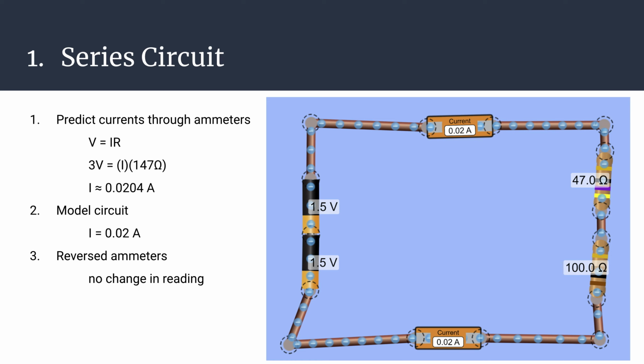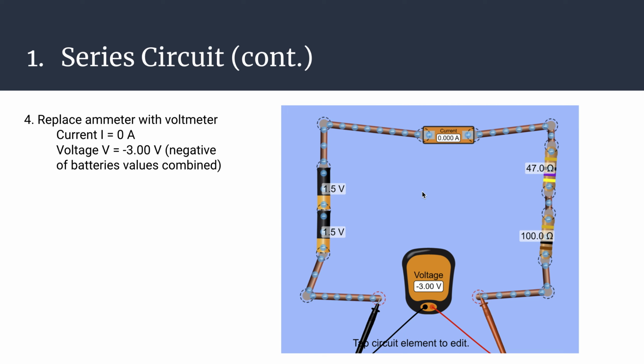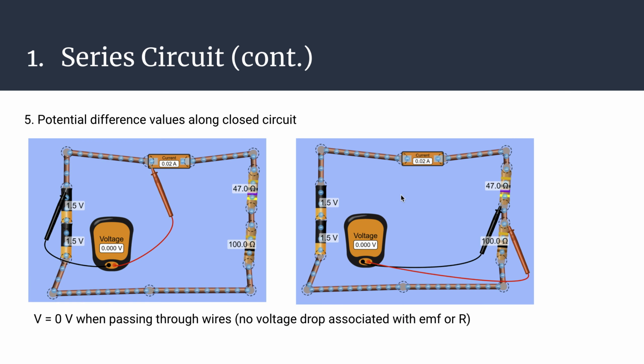So we have our first simulation, which was a simple series circuit. Since the resistors are in series, we can add them together and treat them almost as one resistor with a total resistance of 147 ohms. Using this value, we can calculate the current to be V over R, or 0.02 amperes, which we confirm with the simulation's calculated value. It's worth noting that reversing the ammeter does not affect this reading, as current is still flowing in the same direction. If we replace the ammeter with a voltmeter, we break the closed circuit path and thus have a current of 0 amperes.